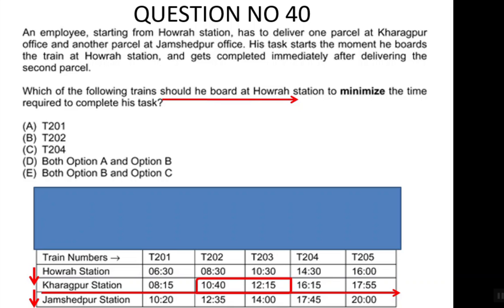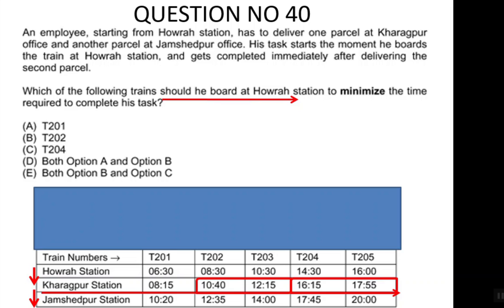And if he starts from Howrah station via train T204, then he will be reaching Kharagpur by 4:15, and after 1.5 hours, that is 5:45, he can come back. So if you observe, in the first case, he is coming back at 12:10. The next train is present after 5 minutes. And the exact same thing is happening if he boards train 204. He comes back at 5:50 and he gets the train at 5:55.